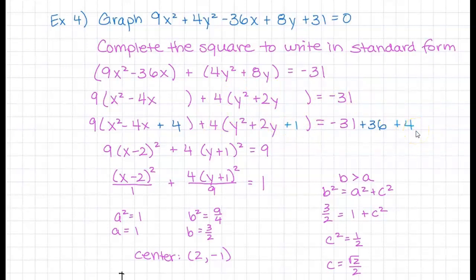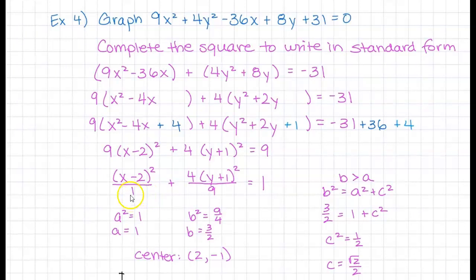And then factor and simplify. So if we factor this, we get x minus 2 squared. We factor this quadratic, we're going to get y plus 1 squared. Combine all your like terms here, and you're going to get 9. And then the last step is you always have to have this side equal 1. So I have to divide everything by 9. 9 over 9 is 1. 4 over 9, that doesn't simplify. 9 over 9 is 1.